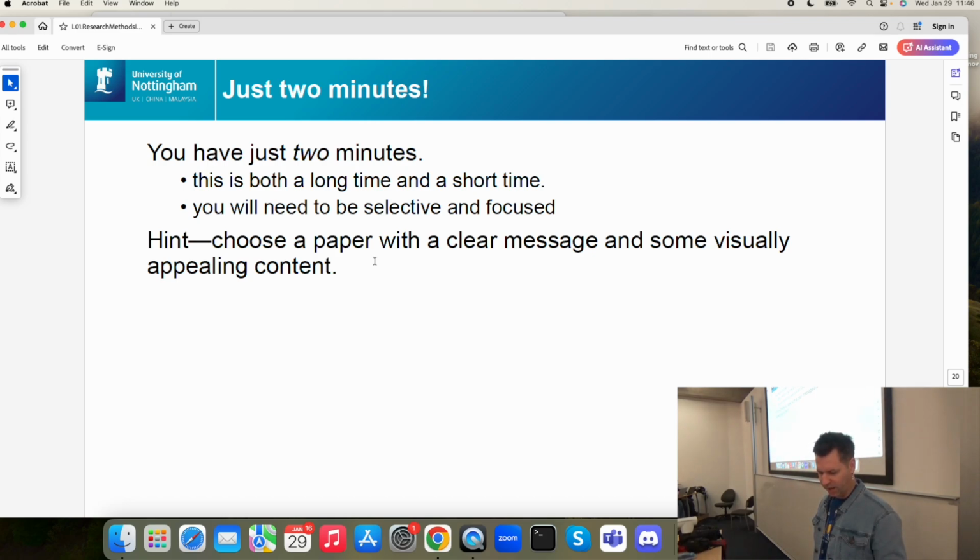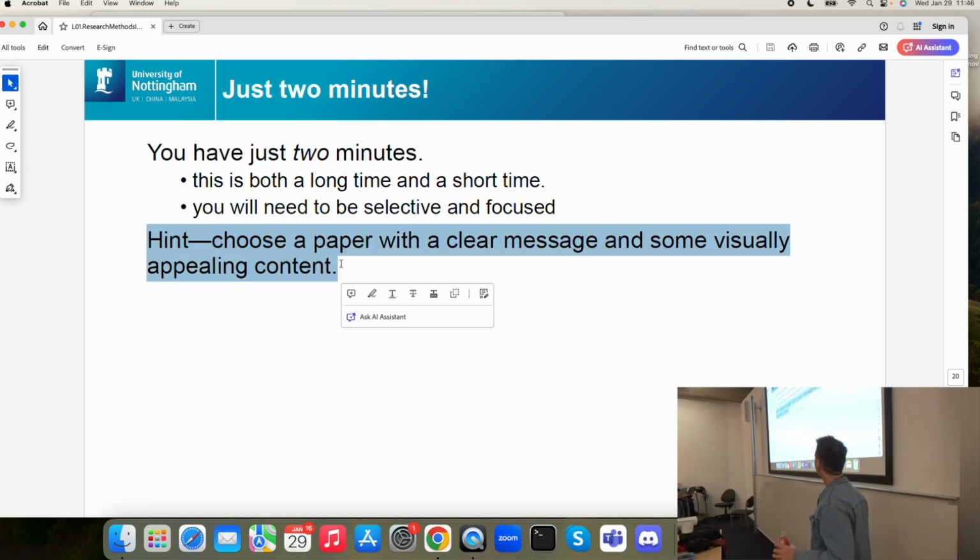And by the way, as a hint, choose a paper that's understandable and has a clear message with some visually appealing content. Not all papers are created equal. They're all different. So sometimes students will come up to me and say, I'm thinking about summarizing this paper, and they've chosen something really long and complicated, like a 50-page mathematical proof. It's more difficult to summarize that in 2 minutes than some other papers.